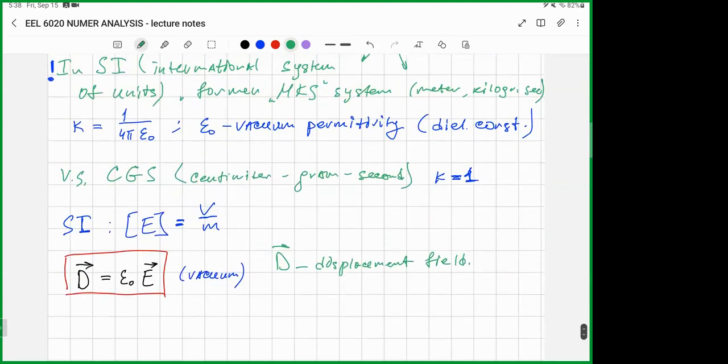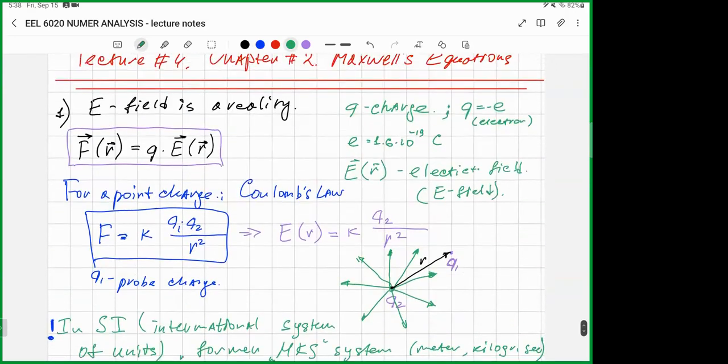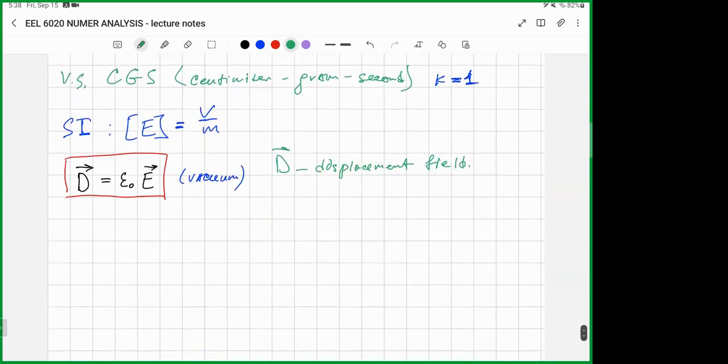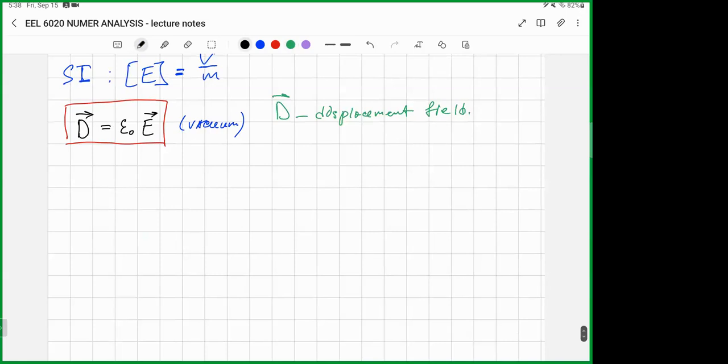So this is the introduction of the electric field. Do you have any questions about this part? I believe that everything I'm talking about right now is supposed to be very well known to you. I'm just trying to present this part in a most structured and logical way. Okay.